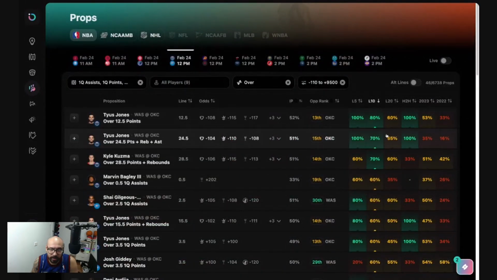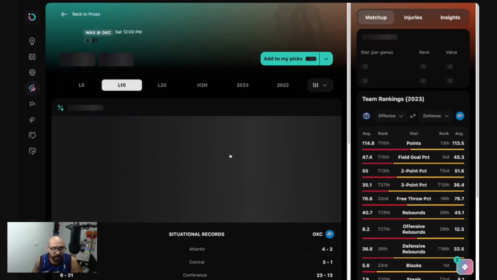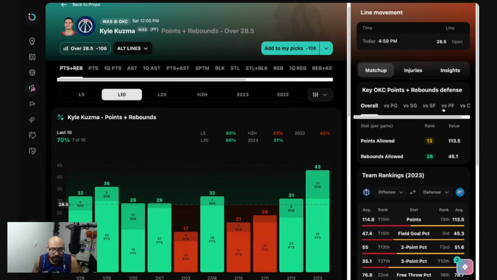Who else is there, looking at their last 10? So, Kyle Kuzma, we see he's hit 70% of his points and rebounds prop in his last 10 games. He has struggled against OKC in the past, though, so let's check that out. 7 of his last 10. The matchup for points is difficult. He's got a decent matchup for rebounds, though.